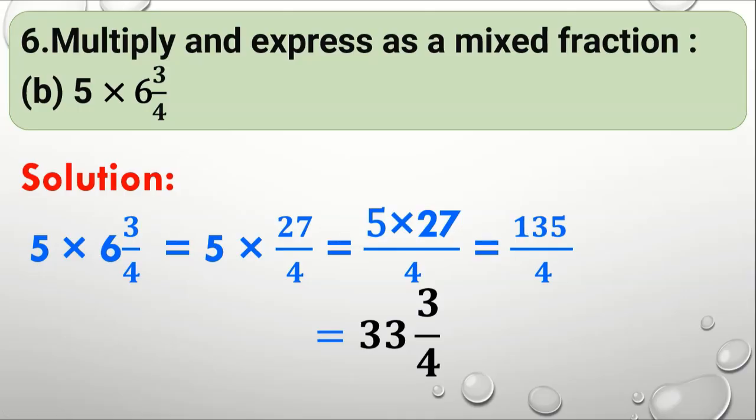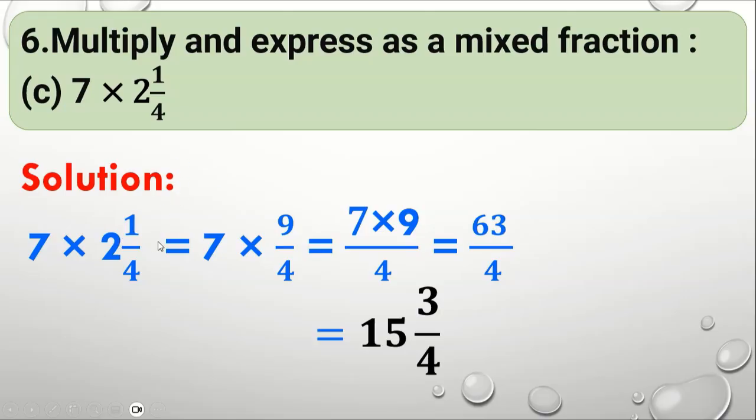Next, 5 into 6 and 3 by 4. First we will convert 6 and 3 by 4 into a simple fraction. So that is 27 upon 4. 5 into 27 upon 4. So 135 upon 4. Then we will convert again into a mixed fraction. So 33 and 3 by 4.